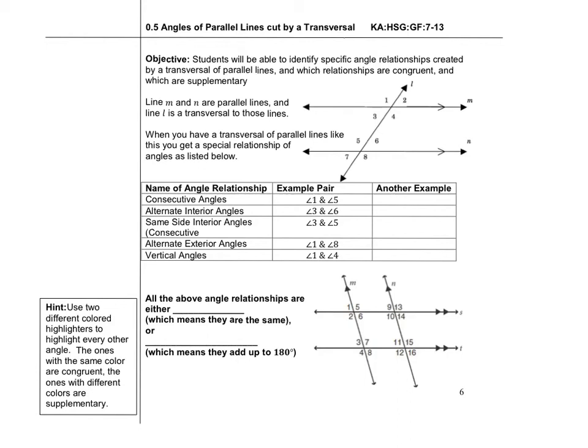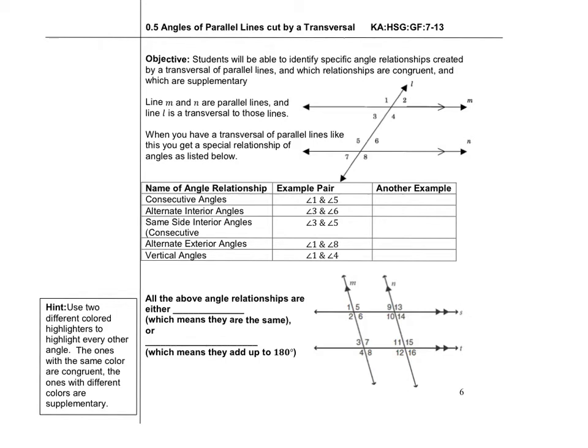All right, 0.5 angles of parallel lines cut by a transversal. So here's your parallel lines. Here's a transversal. A transversal is just a line that cuts through two lines, really. They don't have to be parallel, but we're specifically talking about two lines that are parallel here.